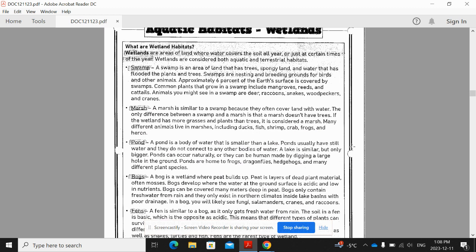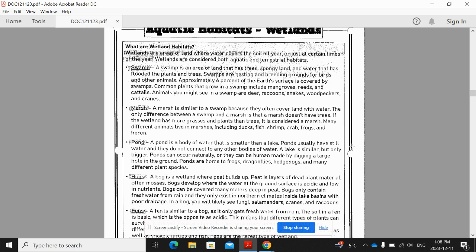Swamp. A swamp is an area of land that has trees, spongy land, and water that has flooded the plants and trees. Swamps are nesting and breeding grounds for birds and other animals. Approximately 6% of the Earth's surface is covered by swamps. Common plants that grow in a swamp include mangroves, reeds, and cattails. Animals you might see in a swamp are deer, raccoons, snakes, woodpeckers, and cranes.